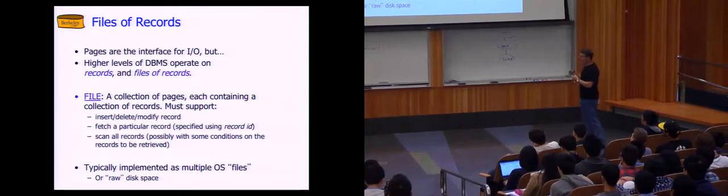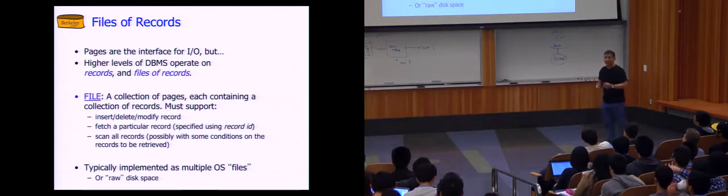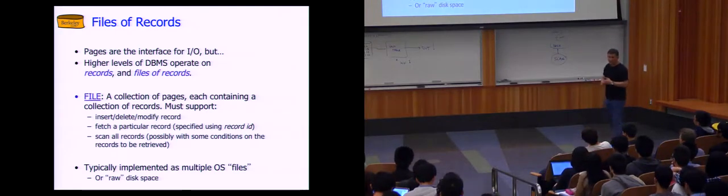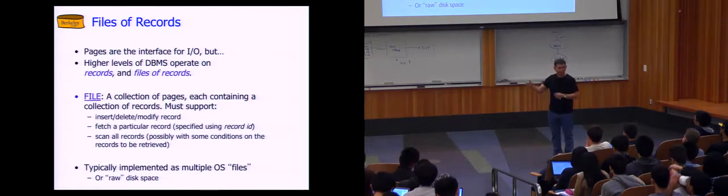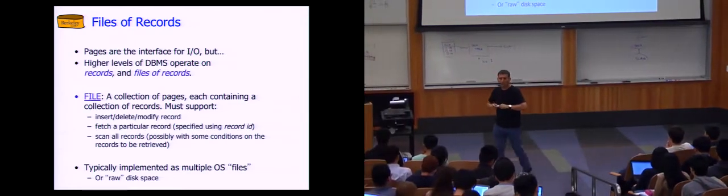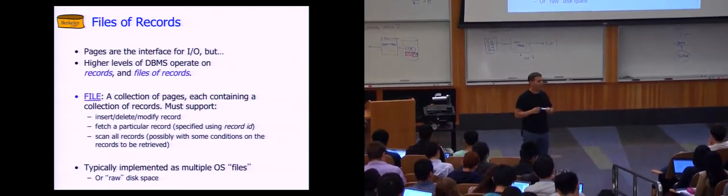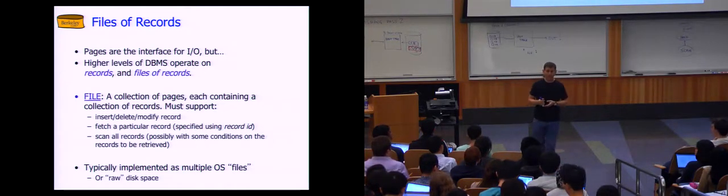A file is going to be a collection of pages or blocks, each containing a collection of records. All right? And we're going to use the word collection fairly abstractly here, so I didn't necessarily require them to be sequential. How is this different already from the Unix notion of a file? What does Unix say a file abstraction is? Anybody know? It's a stream of bits or bytes, actually.